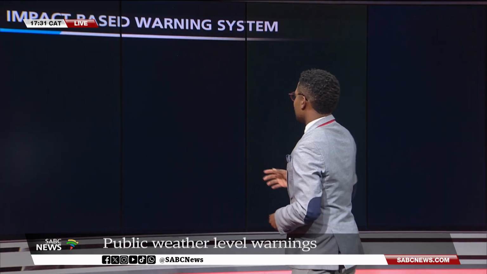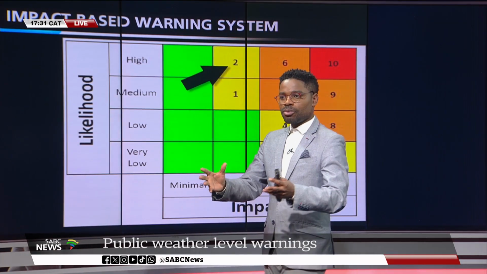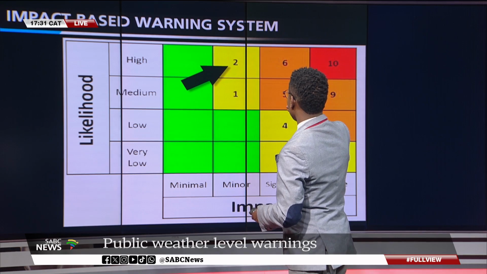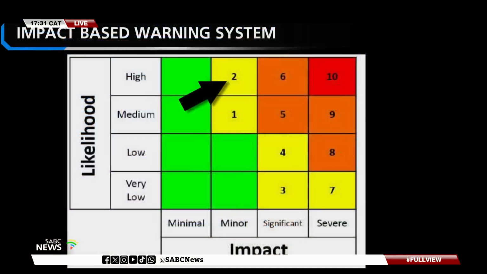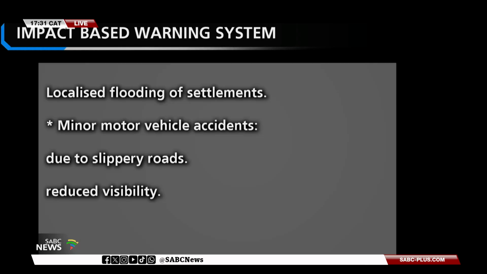Let's talk about level 2, which is the most common. We talk about a level 2 warning when we have high confidence that the event will happen, but it will cause minor impact. We're talking localized flooding. Let's take rainfall, for example. We're talking about localized flooding of settlements, minor road accidents in terms of a road being slippery and also visibility being reduced.